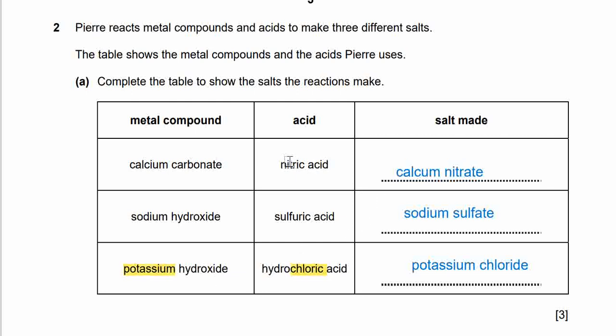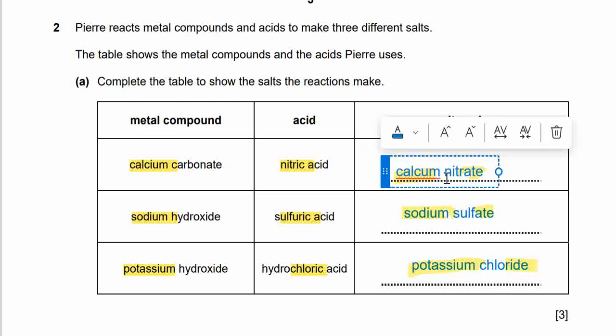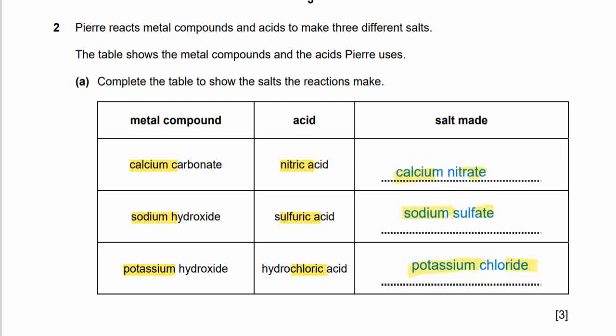So the idea is to put the ending of ATE from the nitrate, and sulfuric becomes sulfate, ATE, same ending, and chloride becomes chloride, IDE. So either ATE or IDE. But the first word, the metal, we keep the same. As you can see, calcium is calcium, sodium, potassium. I'm typing here: calcium nitrate.